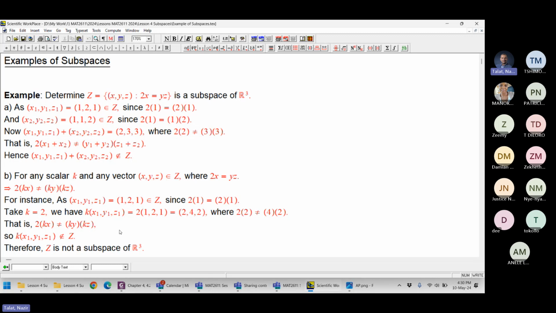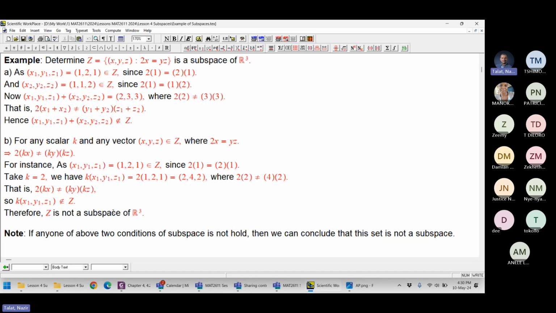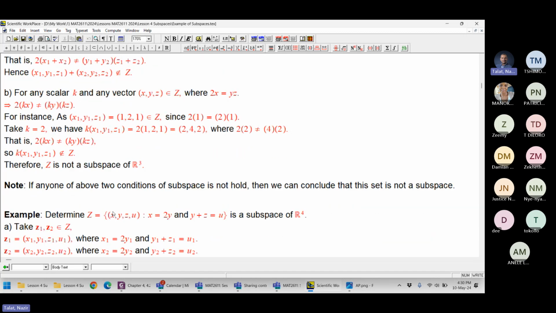So again, I am telling you that for making the counterexample, or for showing that any one of the conditions is not satisfied, it will be sufficient to show that such a set is not a vector space. So if any one of the above conditions does not hold, then we conclude that this set is not a subspace.